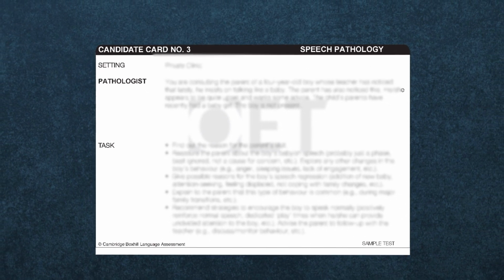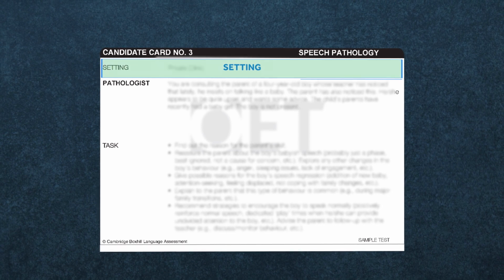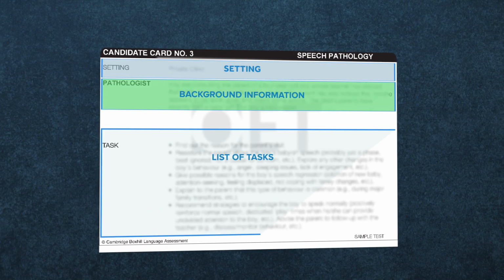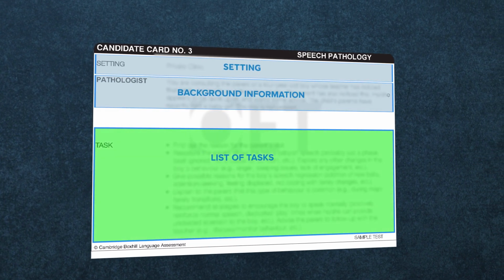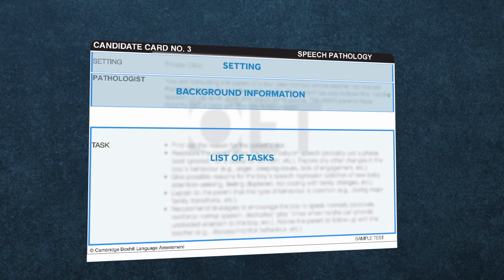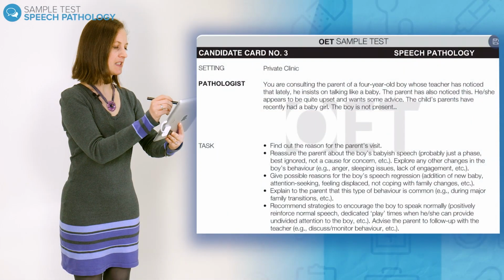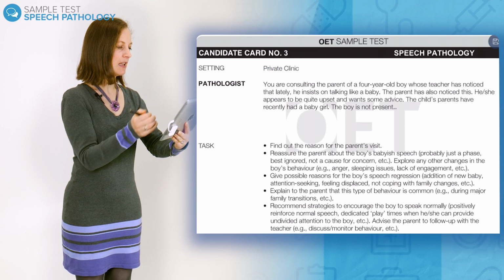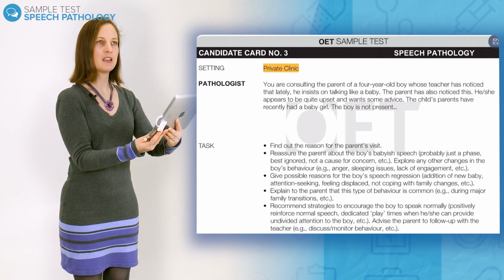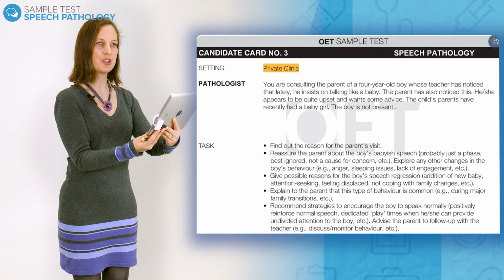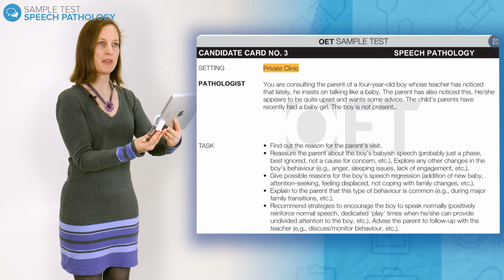There are 3 sections to the card: the setting, the background information, and the list of tasks. Here are my recommendations about what you should do during your preparation time. Notice the setting of the role play. Here it is a private clinic. This tells me that the situation is not urgent and that I may or may not have met this patient before.